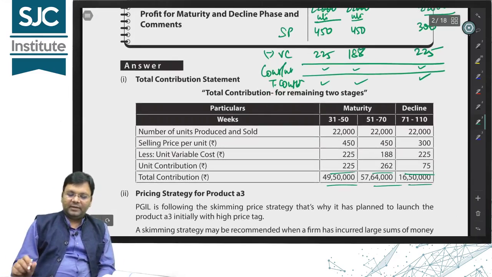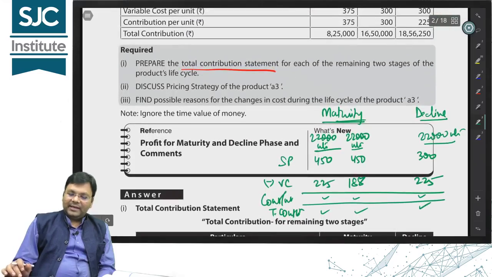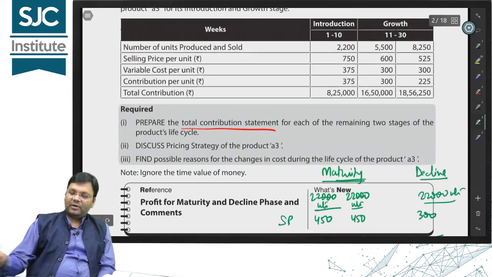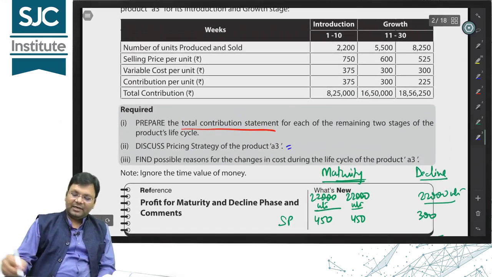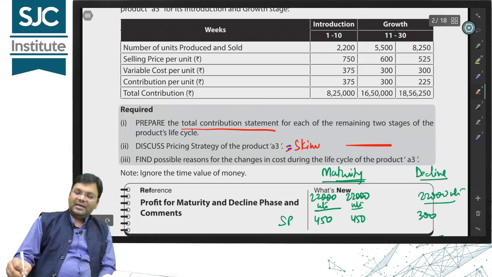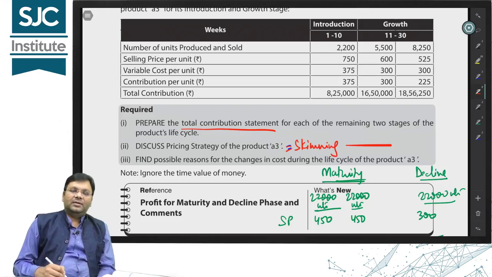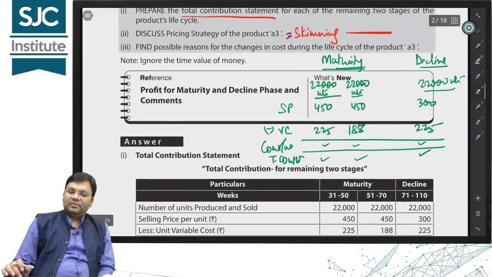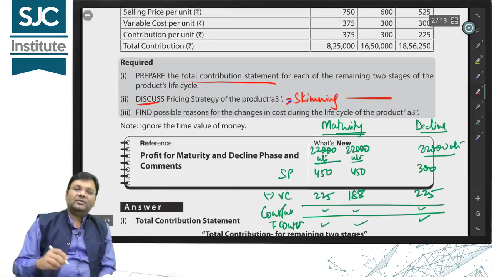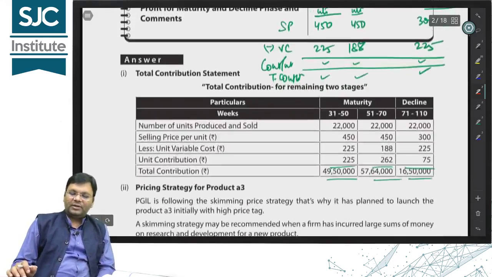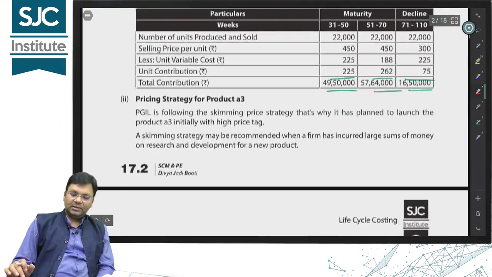It's perfectly done. What are the next two questions here? Find price, discuss pricing strategy of product A3. What strategy are they following? We have learned only one strategy as of now, which is skimming. So they are skimming. Why? Because the price is being reduced from one stage to another to capture more and more market. So what discuss actually ignites us to write more and more, but you need not write more. It's just a 2 marks question here.